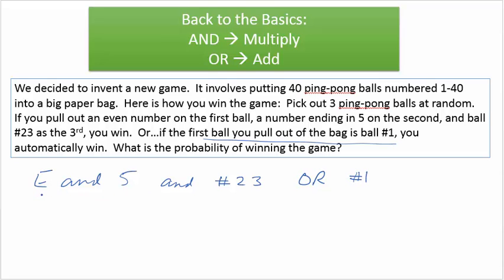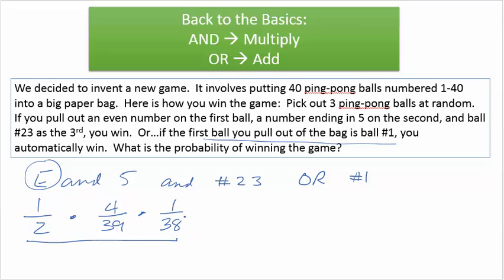So here we go. Chances of getting an even number are 20 out of 40, which is the same as 1/2, and "and" means multiply. Ending in 5 would be the numbers 5, 15, 25, and 35. So there's 4 of those, but guess what? There aren't 40 ping pong balls left in the bag. There's only 39 in there because we already pulled one out here, right? And then number 23, there's only one way to pull out a 23, and there's only 38 ping pong balls left in the bag. So what we're going to do is multiply all this together, and then we're going to add it to, because of the OR.